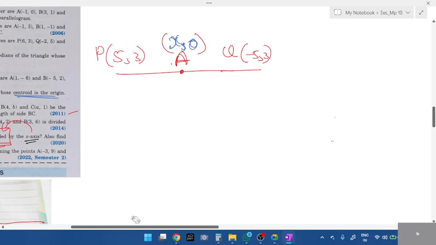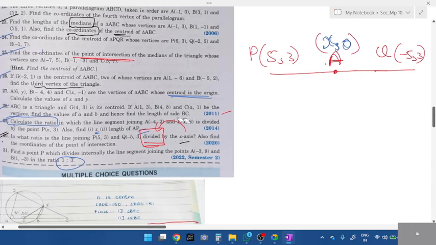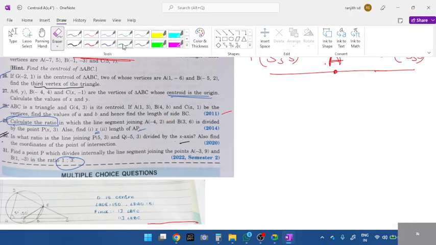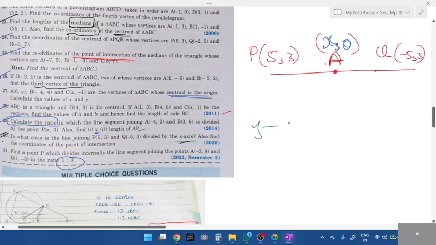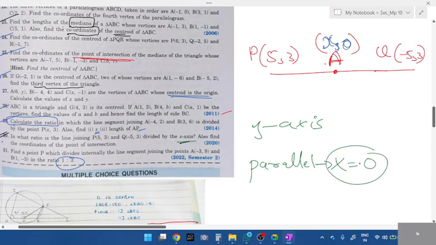Now this time there are chances of giving y-axis. What if they give divided by y-axis, students? If it is divided by y-axis, then that line will be parallel to which axis? It should be parallel to the x-axis. Then what will be the value of x? 0. Then what will you take point A as? 0 comma y. 0 comma y.